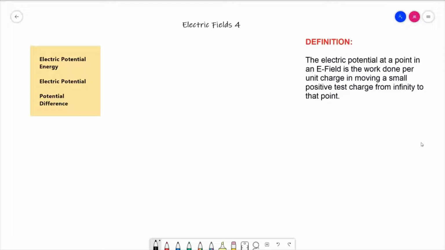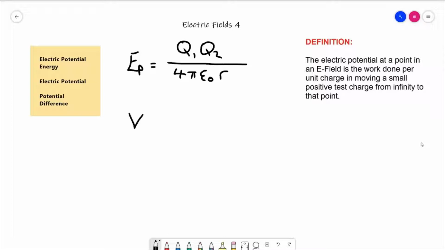Firstly though, let's just remind ourselves as usual of what we did last time. Firstly, we looked at electric potential energy and we came up with the equation EP for electric potential energy is equal to Q1 Q2 over 4 pi epsilon naught R. We then looked at electric potential, and the definition for electric potential is there on the screen for you. The electric potential at a point in an electric field is the work done per unit charge in moving a small positive test charge from infinity to that point. Now to put that into an equation, we had V is equal to Q over 4 pi epsilon naught R.